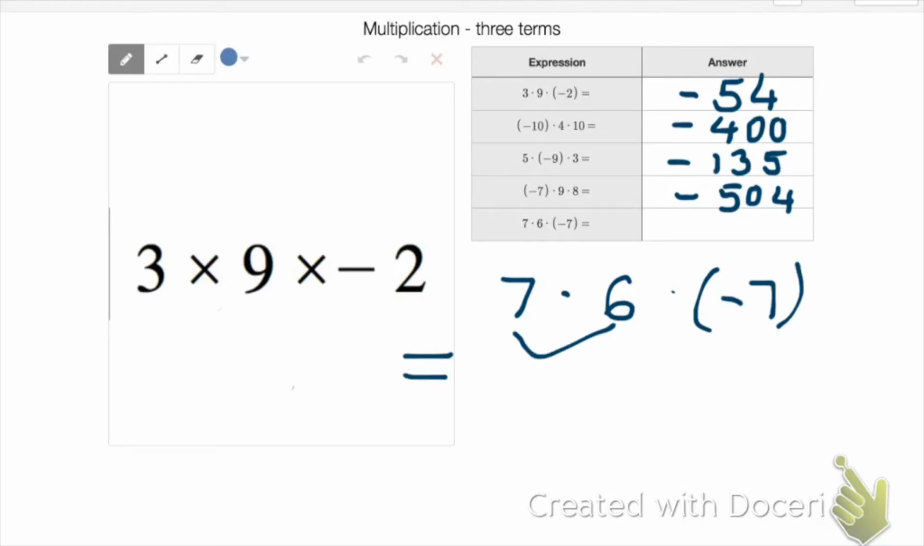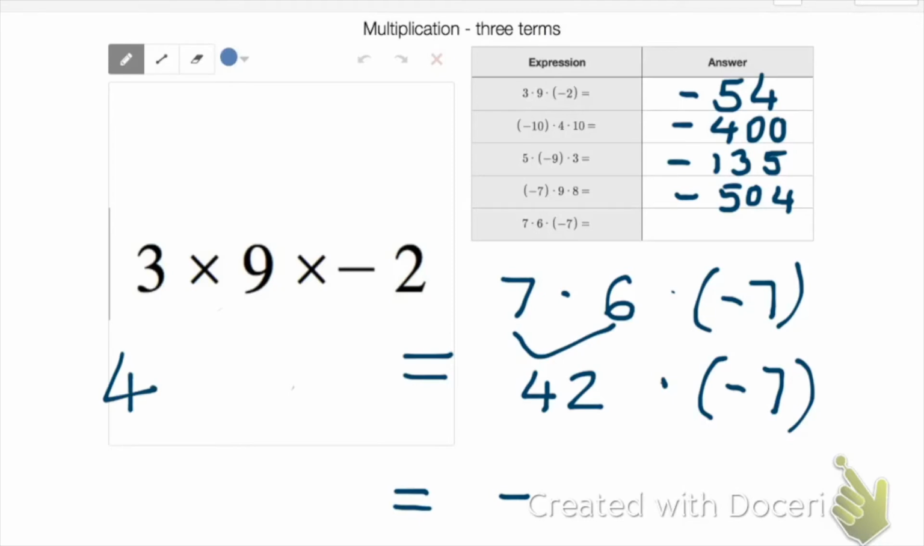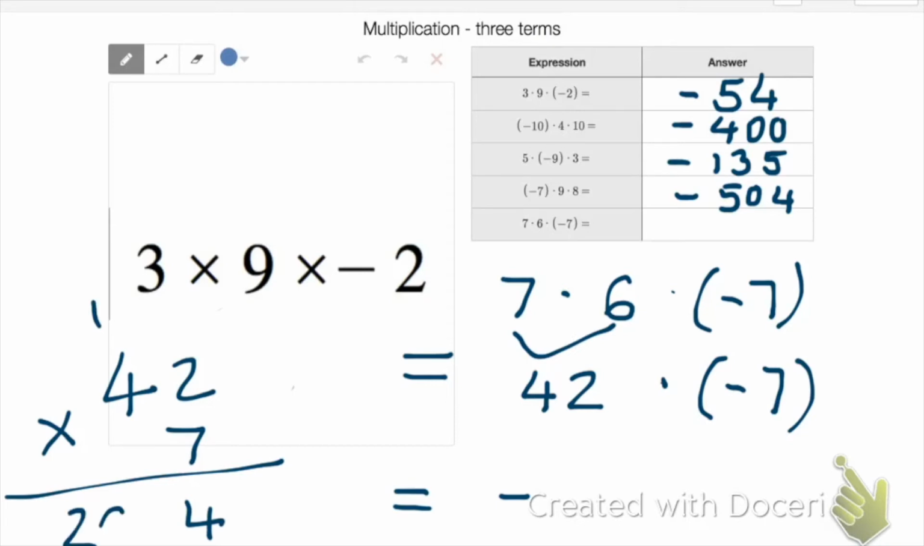The last problem is 7 times 6 times negative 7. We know that 7 times 6 is 42. Positive times negative, the answer will be a negative answer. So we have to set up 42 times 7. 7 times 2 is 14. Remember 1. 7 times 4 is 28. Plus 1 is 29. We have the negative there already. So the final answer is negative 294.